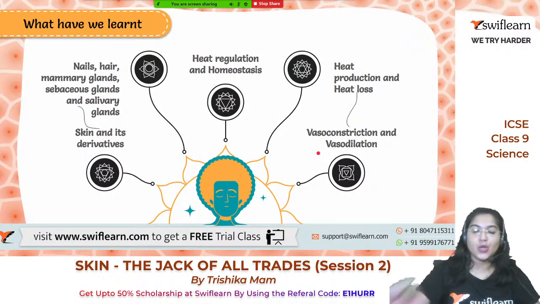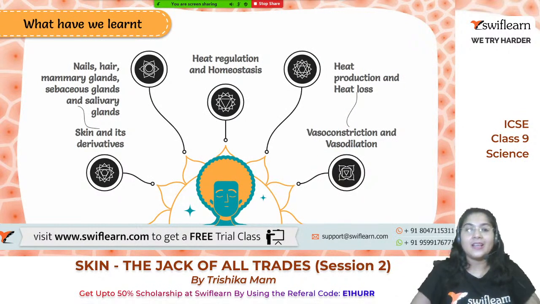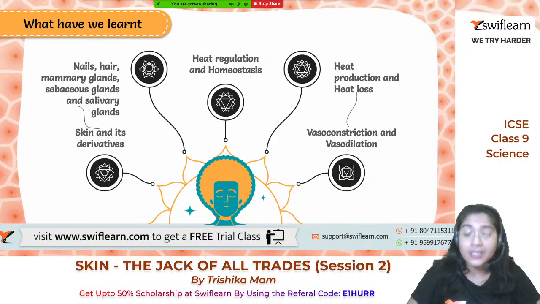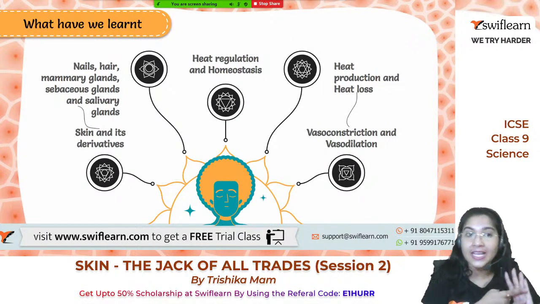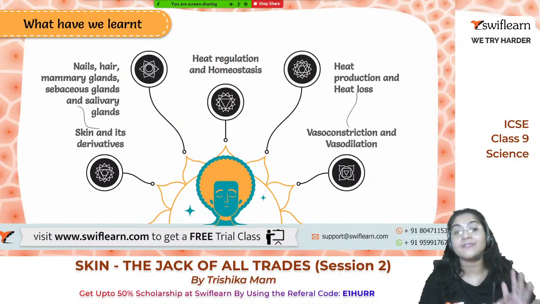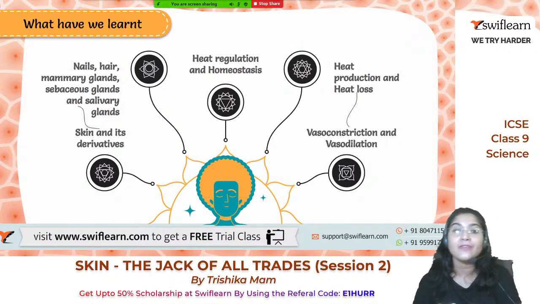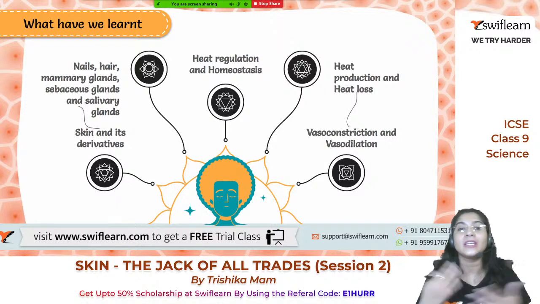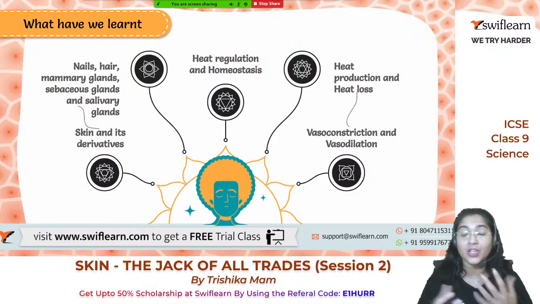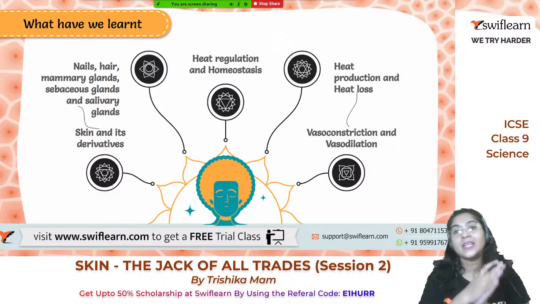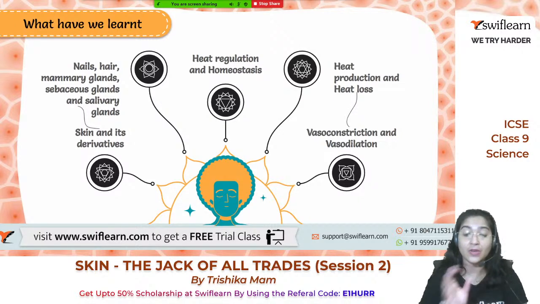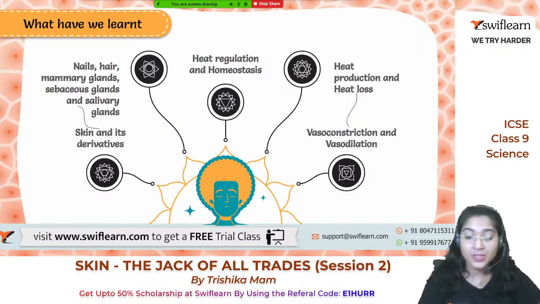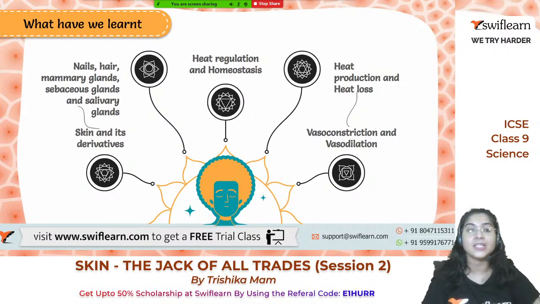Okay, so that's it. Let us discuss what we have already learned in today's session. We have studied about the nail, hair, mammary gland, salivary gland, sebaceous gland. These are the different derivatives of the skin. Then we have mentioned how the regulation of the heat and the temperature takes place within our body. Then the heat production, heat loss, and vasoconstriction, vasodilation. This is very important. You can get question from this portion. So these are the different topics which we have already discussed in today's session.